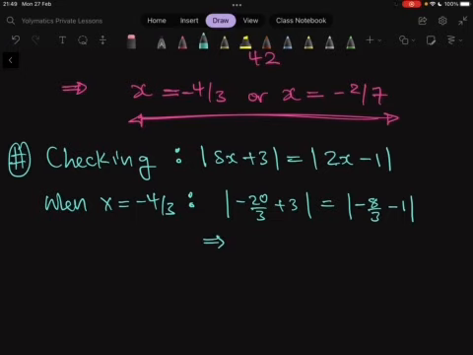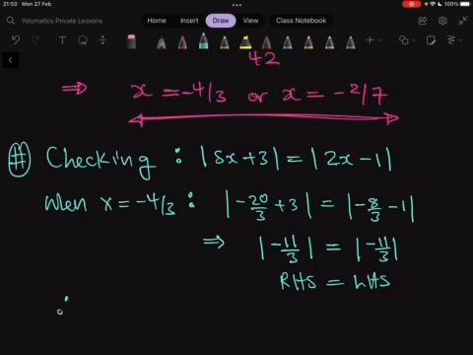So let's simplify. If you simplify on the left hand side, what do we see? We'll have 9 minus 20. So what is 9 minus 20? It's minus 11. So we get minus 11/3. And this is equal to negative 11/3. So we see that right hand side is equal to left hand side. So therefore this x is a solution, you see. So we can conclude that x equals negative 4/3 is a solution.